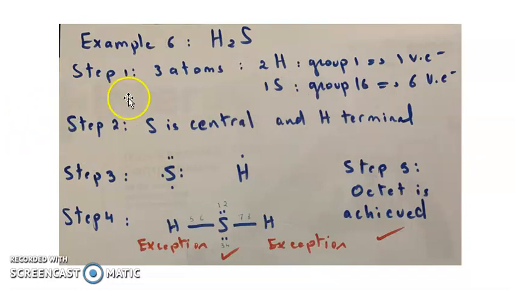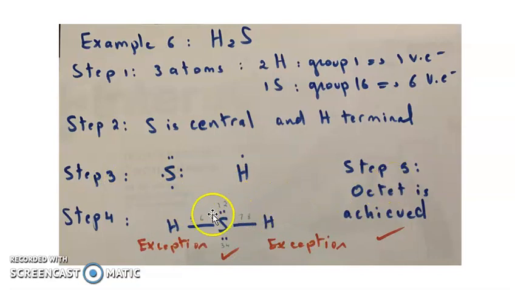Another example, H2S. Hydrogen group 1, 1 valence, sulfur group 16, 6 valence. As you can imagine here, sulfur is central and hydrogens are terminal. So this is your sulfur, 6 valence electrons, this is your hydrogen. You put sulfur in the middle, 2 single electrons for sulfur, which will bond each one of these with hydrogen. Now you can draw the molecule whichever way you want for now. You can put this hydrogen down and another hydrogen to the left, doesn't matter for now. So this is your molecule.